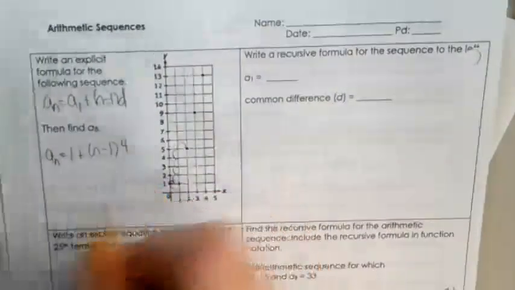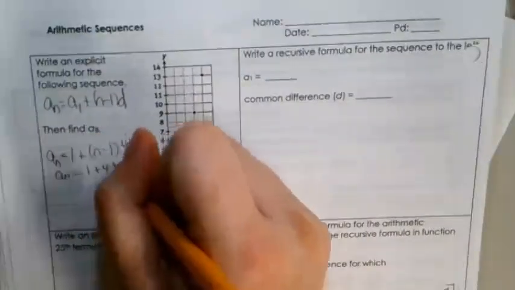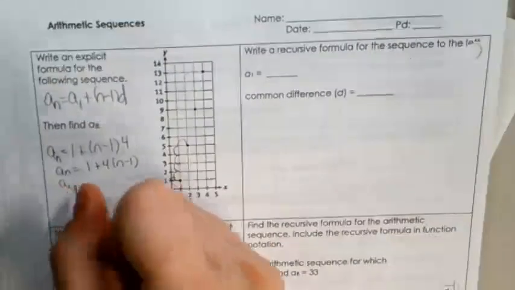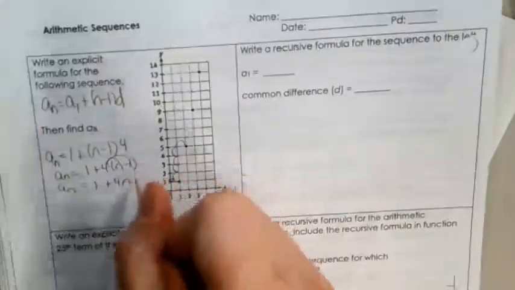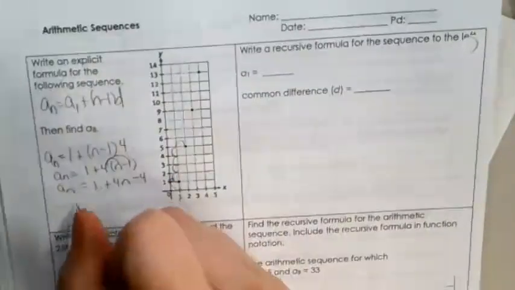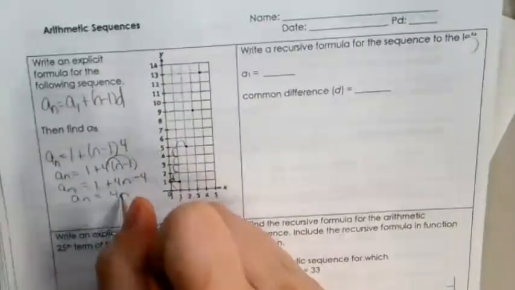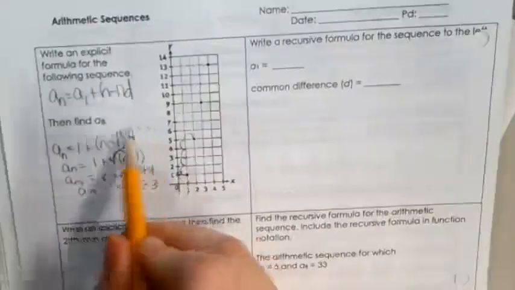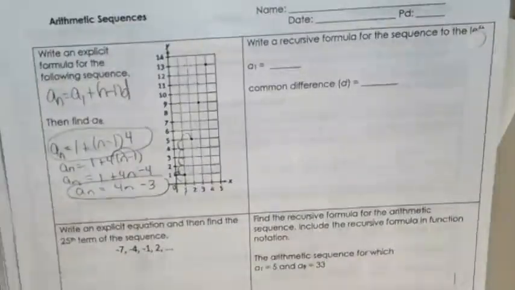You might see it written that way. You might see it written with the 4 in the front. Or you might see it with the 4 distributed. You can see a sub n is 4n, and then 1 minus 4 is negative 3. Either way, either this or this is more common, but the other two are also equivalent.